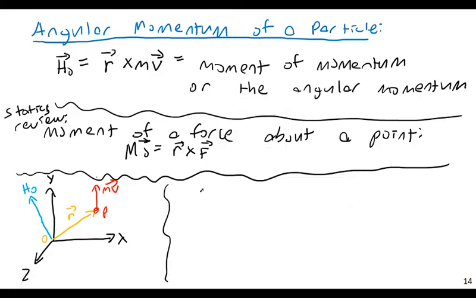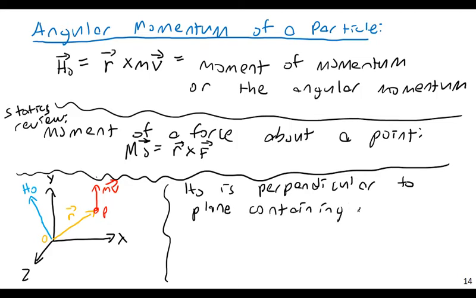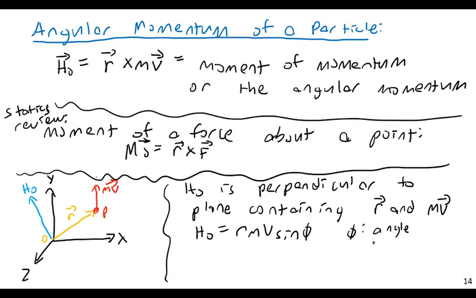Now that's the basic idea, but just to add some other comments, H_O is perpendicular to the plane containing r and mv, and H_O is equal to r m v sine of phi, where phi is the angle between r and v.